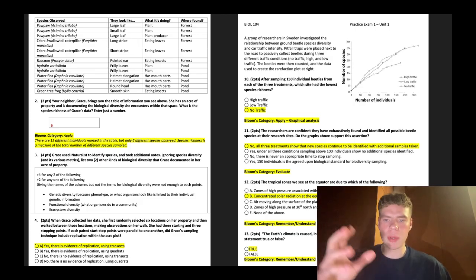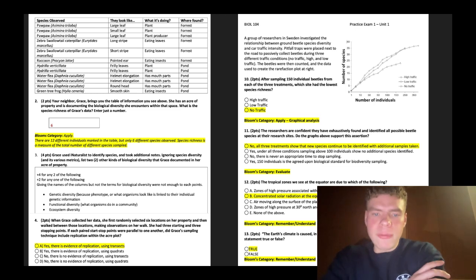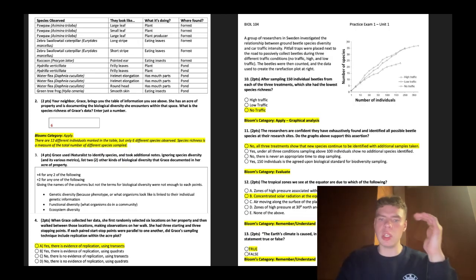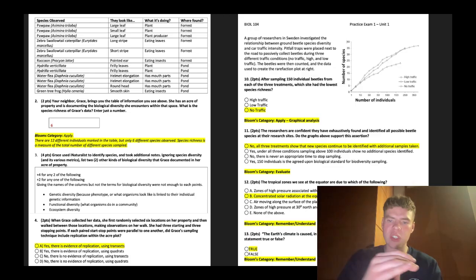At the very top, we have a question of, after sampling 150 individual beetles, which site had the lowest species richness? And it would be the no traffic site, because as you can see using the rarefaction plot, no traffic has the lowest number of species with the same amount of sampling effort, if that makes sense.